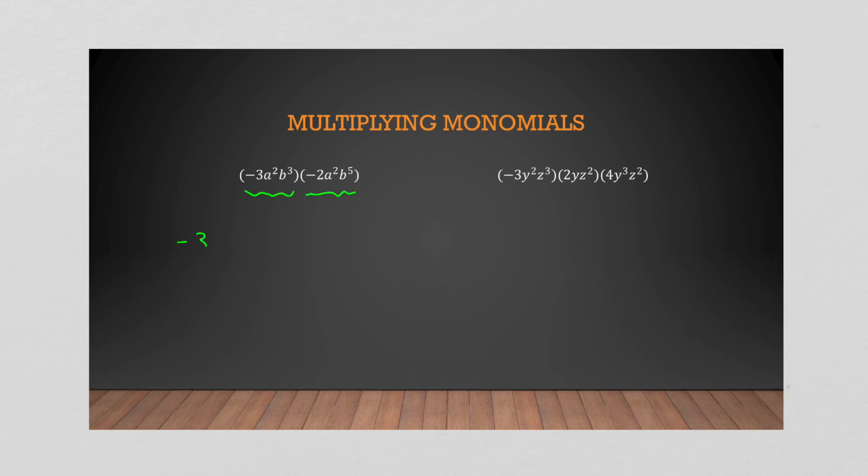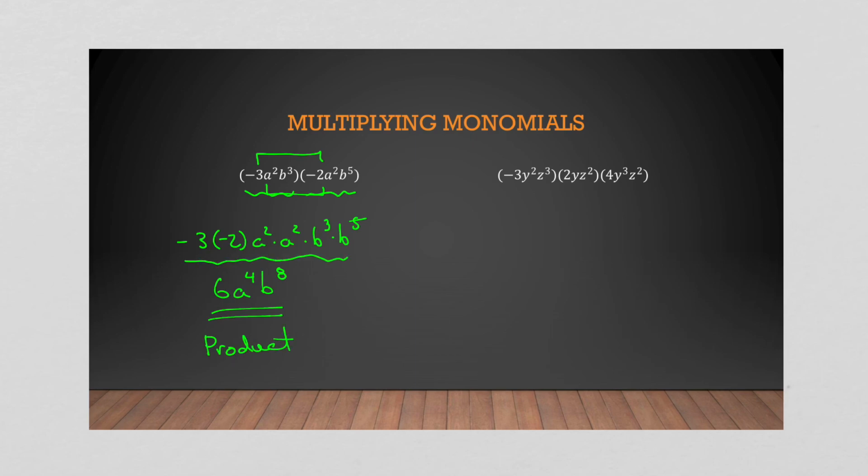It's numbers with numbers, so negative 3 times negative 2. And then a squared times a squared, b cubed times b to the 5. You don't have to do this if you can just go, okay, that times that, it's fine. But I'm just showing you in detail. So this gives me 6, a to the 4, b to the 8. It's important to consider that is what we call a product, and individually those are all factors. And you're going to see why that's important in the next video on factoring.